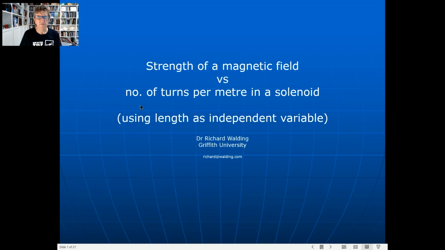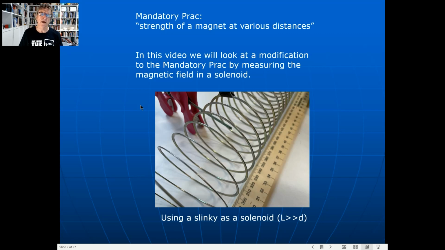Okay, so let's have a look at what's going on. The mandatory prac, and I'll talk as if I'm talking to students because they're the ones doing this. The mandatory prac you've already done had you looking at the strength of a magnet at various distances. Different schools will have done different things. I usually do the force between permanent magnets, so I have a couple of bar magnets and measure the force as I change the distance. Some people do the magnetic field strength around a current carrying wire as a function of distance. They both work and they're fine, so hopefully you've done something like that.